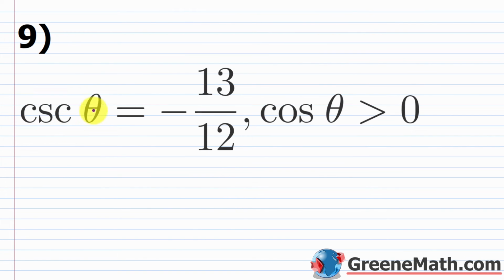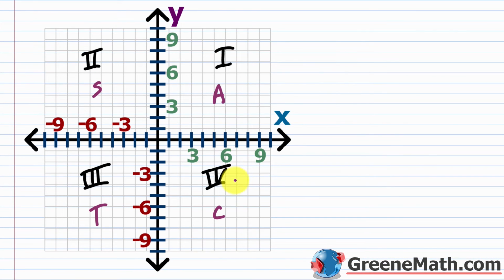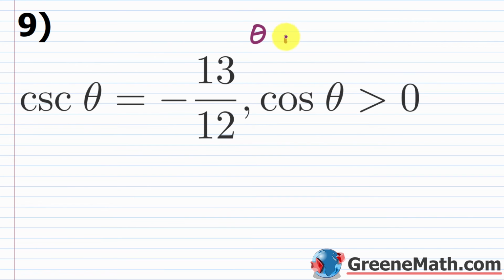So we have the cosecant of theta is equal to negative 13/12, and the cosine of theta is greater than 0. If the cosecant of theta is negative and the cosine is positive, that's going to put us in quadrant 4. Remember, the cosecant is the reciprocal of your sine, so that's going to be negative in quadrants 3 and 4. And the cosine function is going to be positive in quadrants 1 and 4, right? So that puts our angle theta in quadrant 4. So let's say that theta is in quadrant 4.